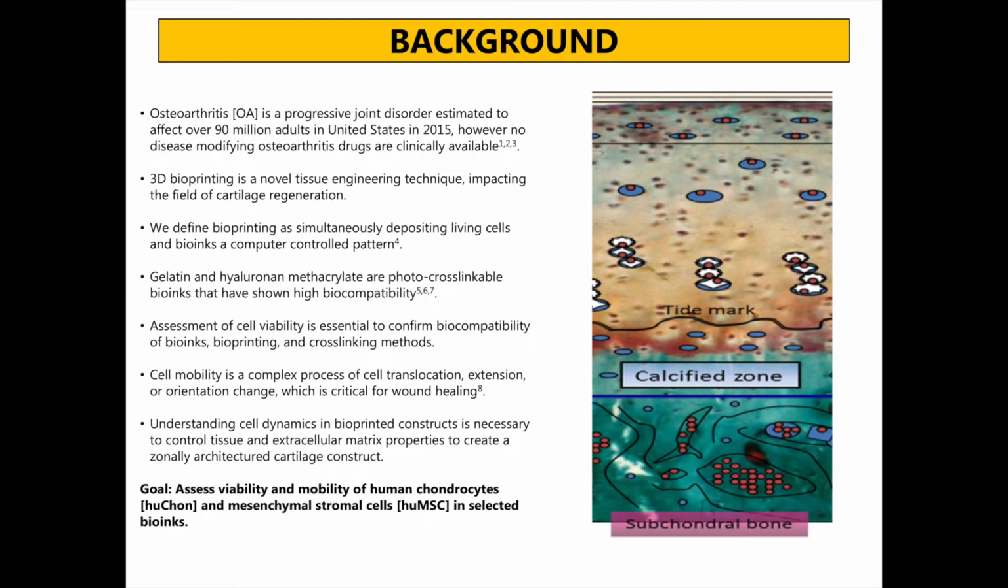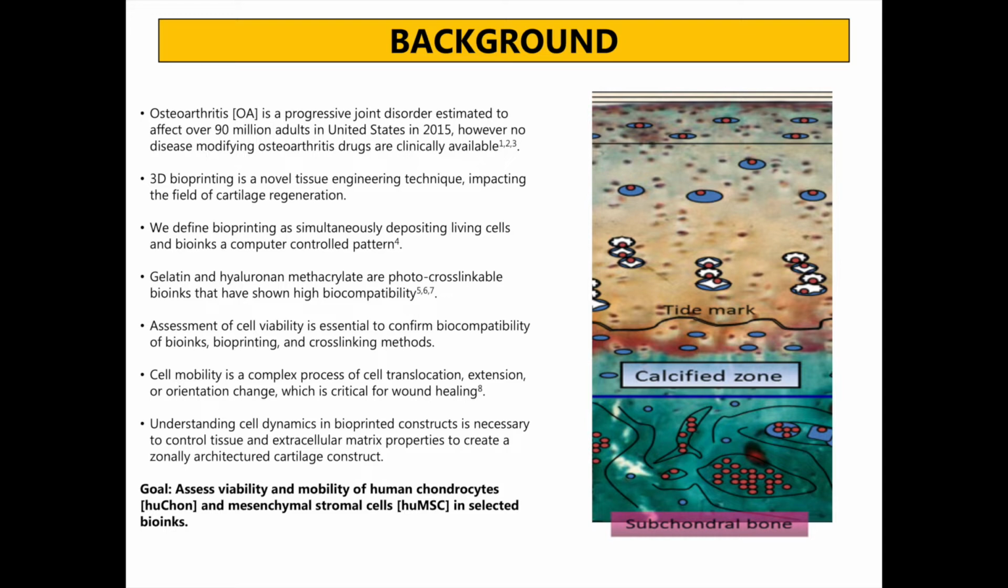3D bioprinting is a novel tissue engineering technique impacting the field of cartilage regeneration that can hopefully develop a cure for osteoarthritis. We particularly define bioprinting as simultaneously depositing living cells and bioinks in a computer-controlled pattern. Bioinks that we use are GelMA and HAMA, which are photocrosslinkable bioinks that have shown biocompatibility in previous studies. Assessment of cell viability is essential to confirm biocompatibility of bioinks, bioprinting, and cross-linking methods that we use.